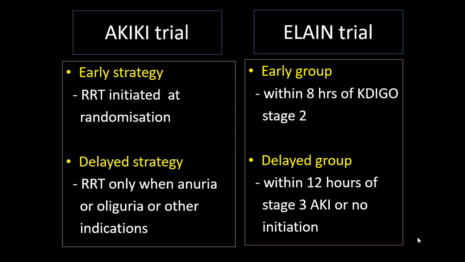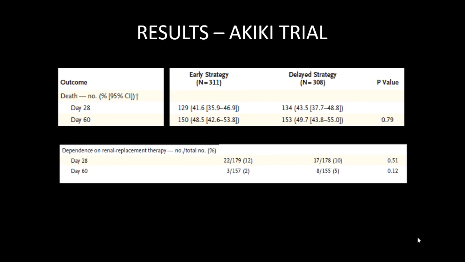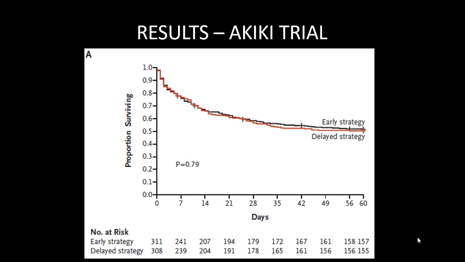Whereas the delayed strategy was, in the other trial, RRT only when anuria or oliguria or other indications of renal replacement therapy are there, whereas in ELAIN it was started within 12 hours of stage 3 AKI, or no initiation was also done. So they said we can even defer dialysis in a certain subgroup. What they found was that there was no difference in mortality or dependence on renal replacement therapy, whether you followed an early initiation or a delayed initiation.